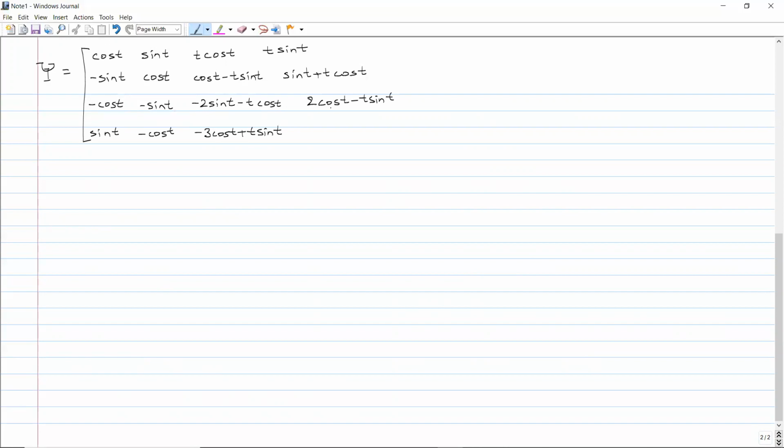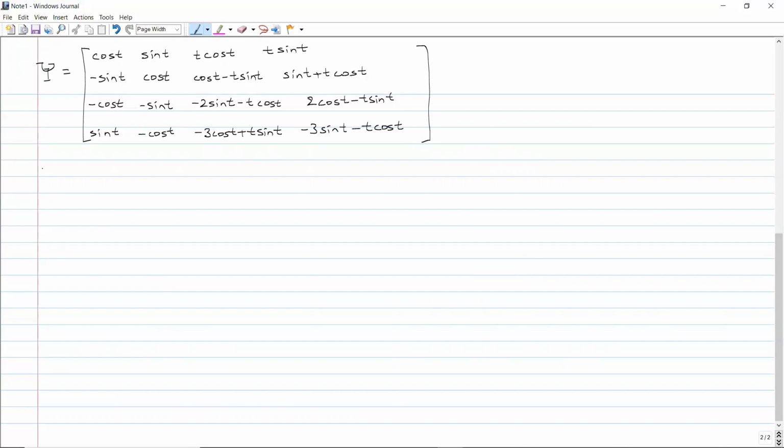Derivative of 2 cosine t is minus 2 sine t, but from the next term, we pick up another minus sine t, so minus 3 sine t minus t cosine t. So this is our fundamental matrix.